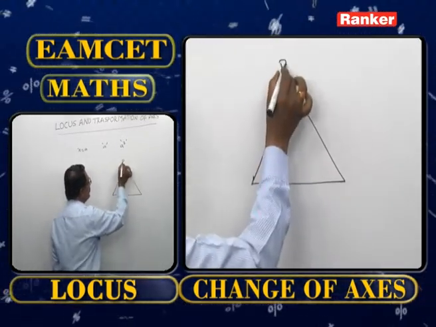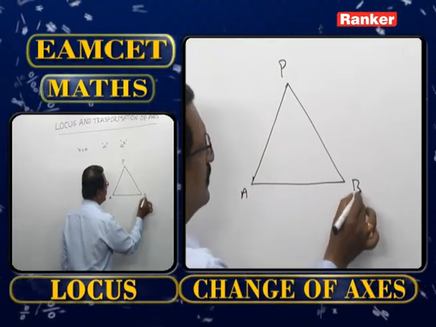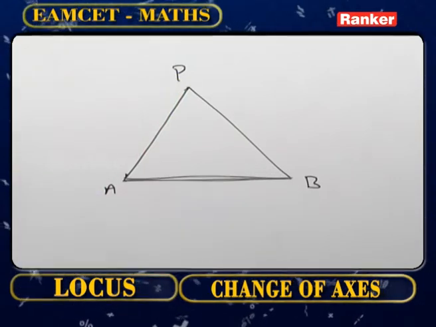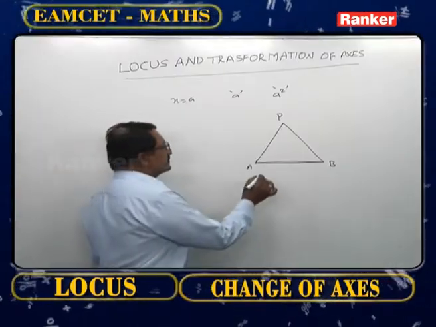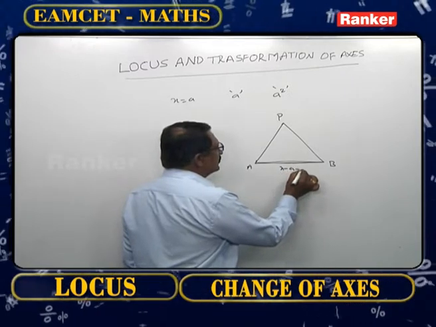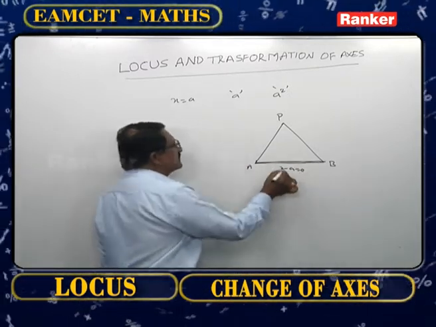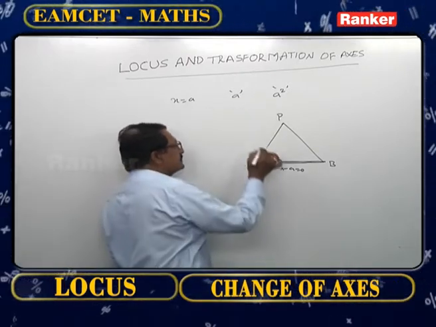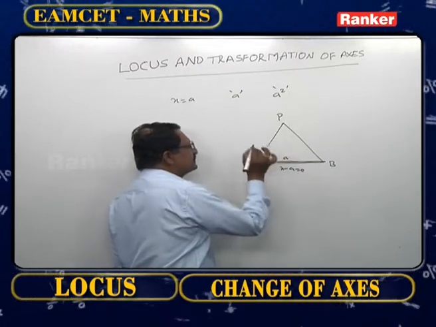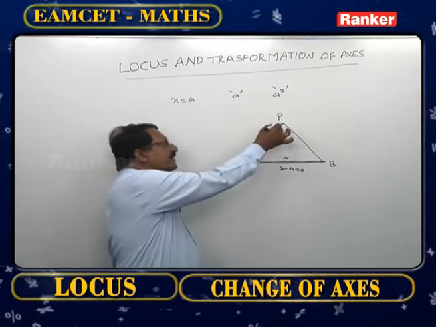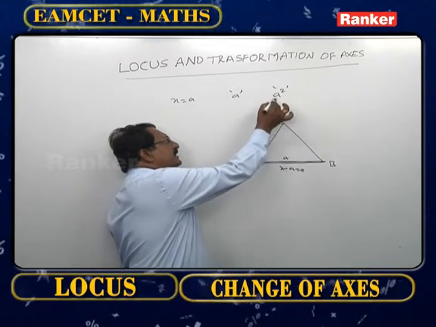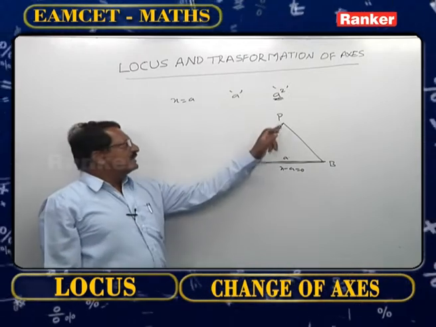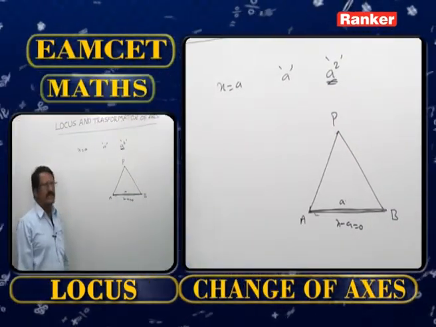Suppose PAB is a triangle and AB is the base of the triangle, and the equation of the base is given as x = a, or x - a = 0. The equation of AB is x - a = 0, and the length of the base AB equals a units. The area of the triangle PAB equals a square. Required: the locus of the point P.